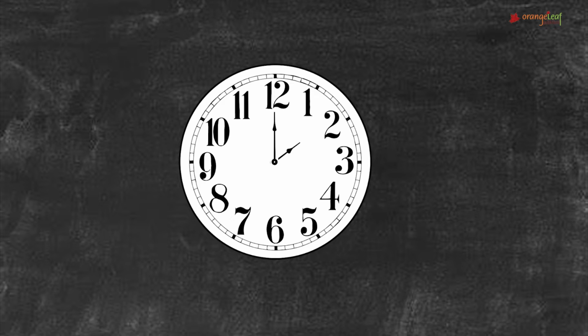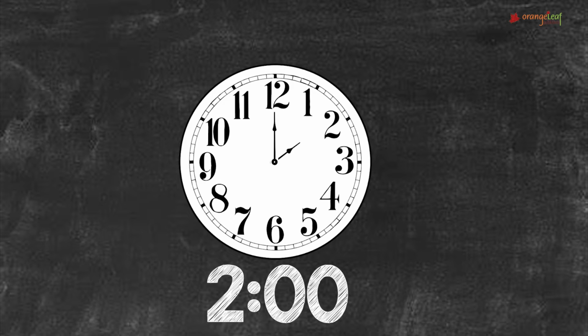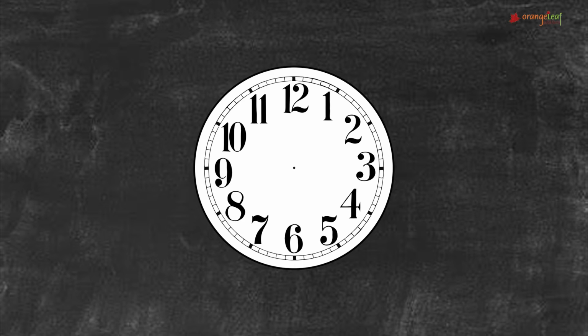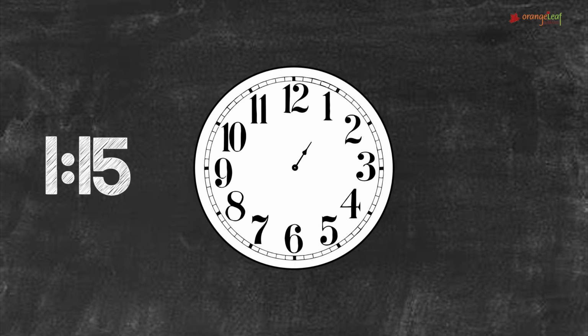I'll help you with the first question. We now have to write down the time in 2 ways while seeing the clock. Here we can see that the hour hand is pointing at 2 and the minute hand is pointing at 12. So the time is 2 o'clock or 2:00. We now have to draw the hour and the minute hand on the clocks according to the given time. So here is the clock and the given time is 1:15. So the hour hand would point to 1 and the minute hand would point to 3.